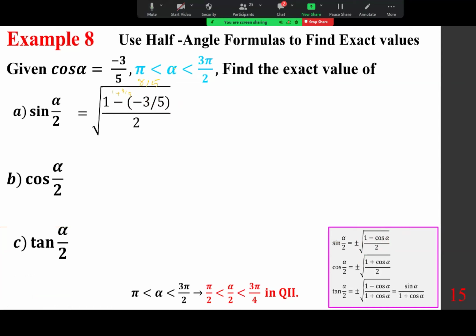Makes it 8 over 5. 8 over 5 divided by 2 is 4 over 5. I can take the 2 out. And then if I multiply this one by square root of 5 over square root of 5, I get 2 square root of 5 over 2. So pretty straightforward, everybody.